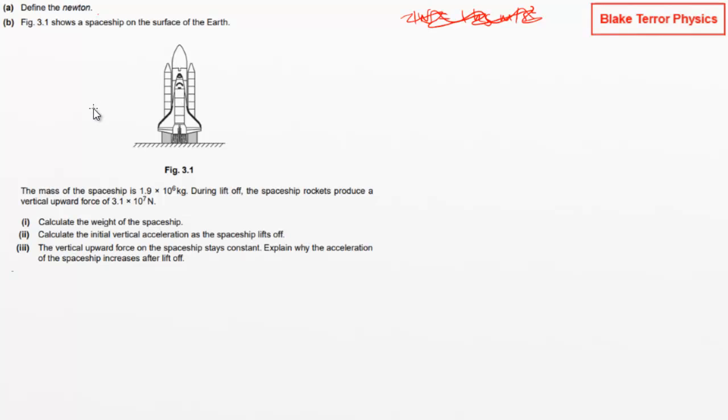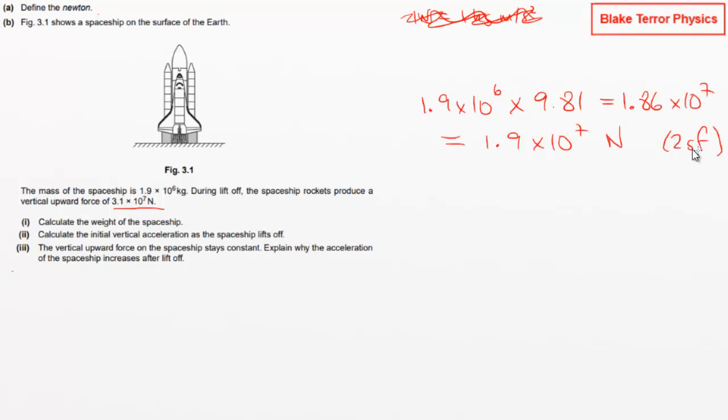Right, now we're on to looking at this spaceship. They've given us a picture of a spaceship just in case you can't think of what they look like. Mass of the spaceship is 1.9 times 10 to the 6 kilograms, and during liftoff we've got quite a big upward force. Calculate the weight of the spaceship. So the weight is just going to be 1.9 times 10 to the 6 multiplied by g. And that comes out 1.86 times 10 to the 7, but we're only 2 sig figs on all this. So I'm going to do 1.9 times 10 to the 7 newtons. It was 1.86 times 10 to the 7, and we do that to 2 significant figures.